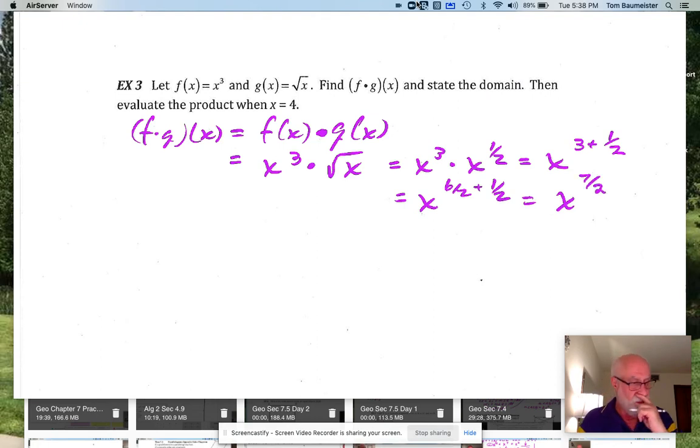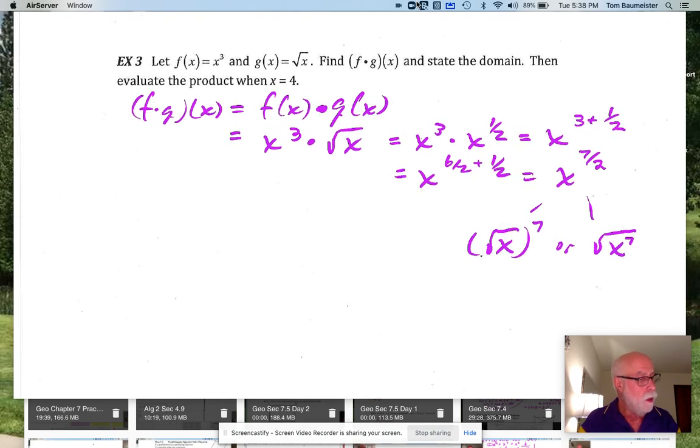the 7/2 power. Okay. Now remember, as an aside on there, you can write that as either x times the square root of x raised to the 7th power, or the square root of x, and then the 7th power would be on the inside. We might need to know which one looks better as we go on.